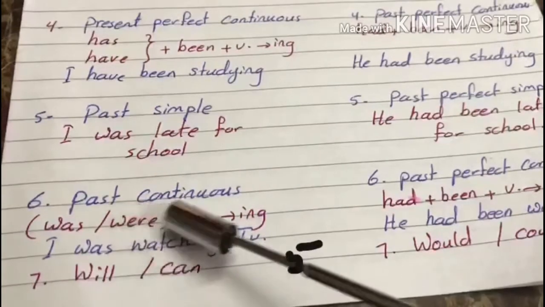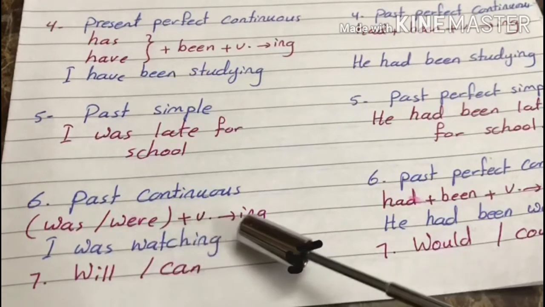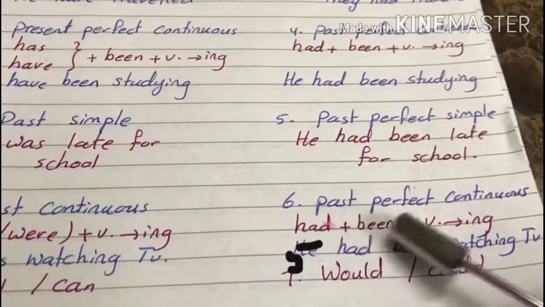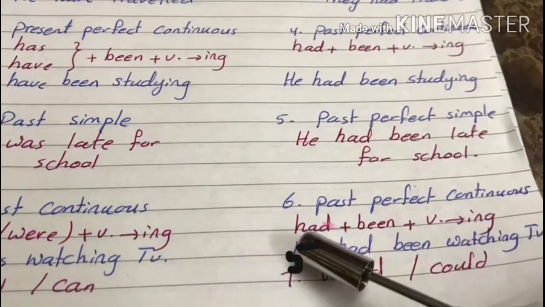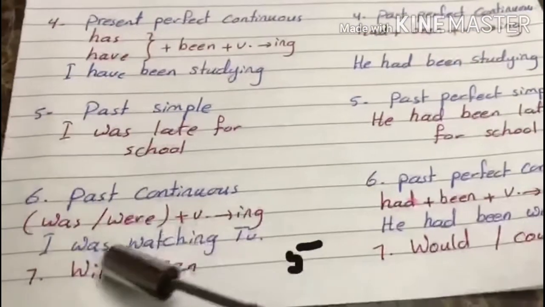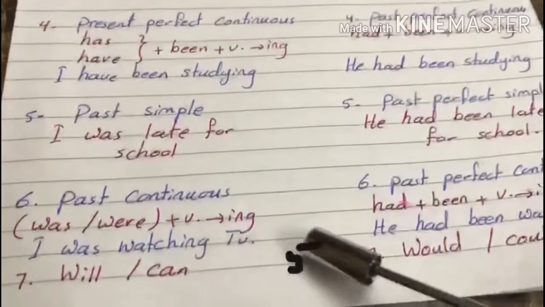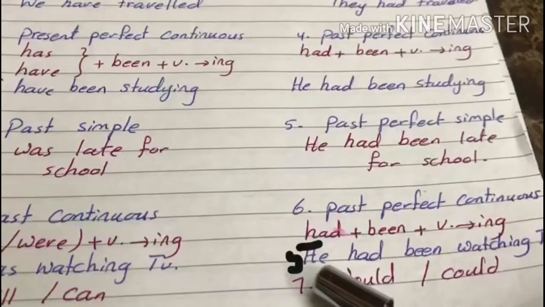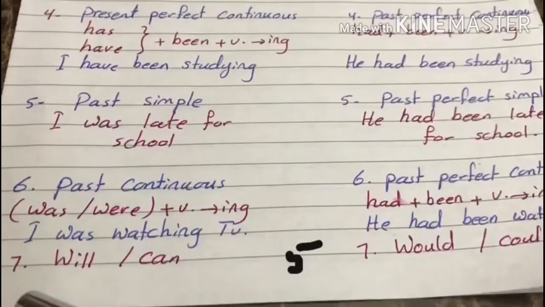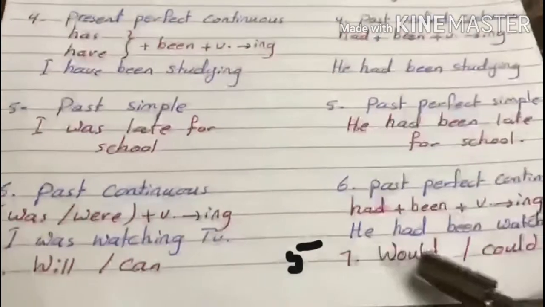Number 6. Past continuous. The form was or were plus verb plus ing. Becomes in the reported speech past perfect continuous. Had plus been plus verb plus ing. Example. I was watching TV. It becomes in the reported speech he or she had been watching TV. Number 7, the last one. Will becomes would. Can becomes could.